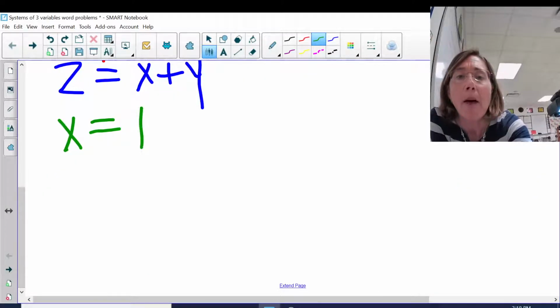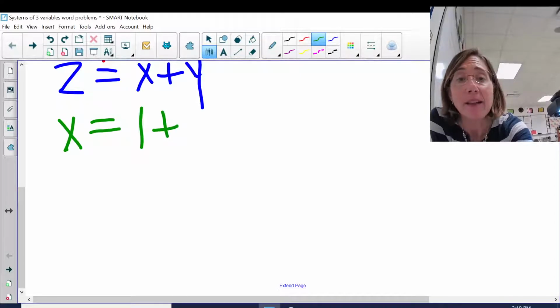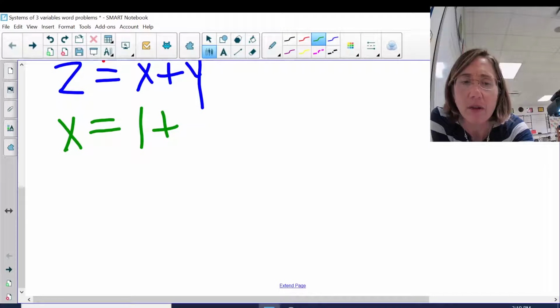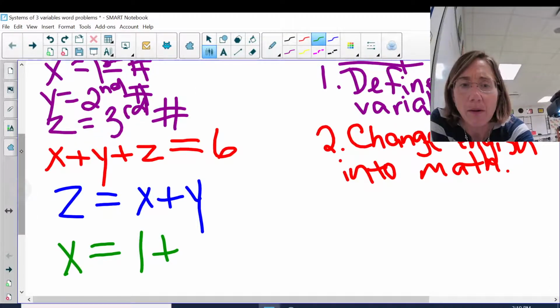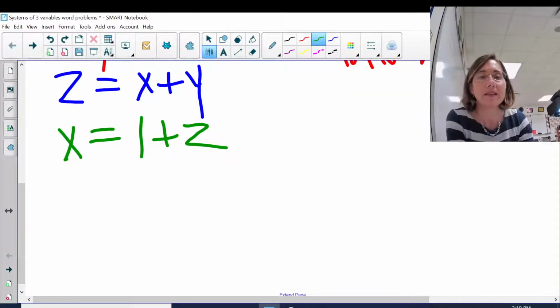So 1 more than, what does more than mean you're doing? You're adding to something. So 1 more than the third number. What letter stood for the third number? Remember? That's z. Okay, so we'll have x equals 1 plus z.